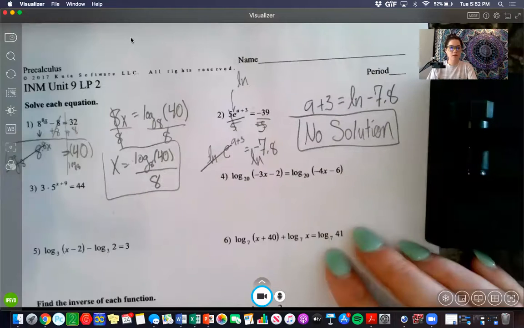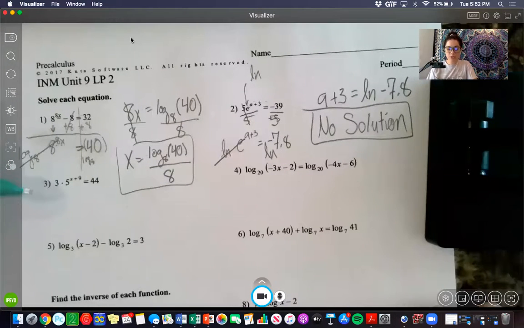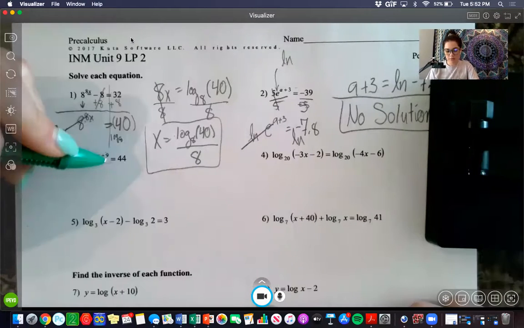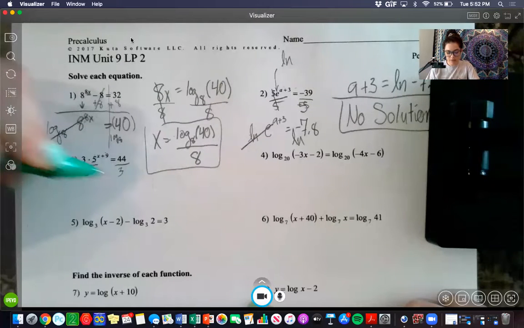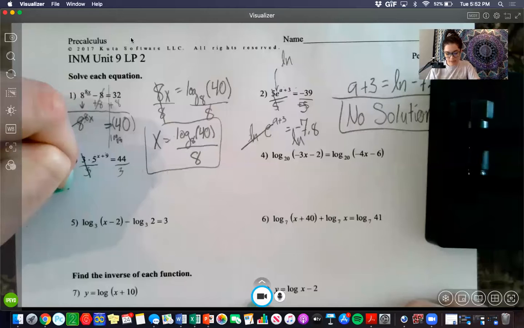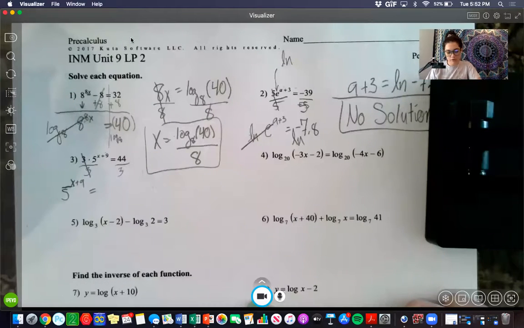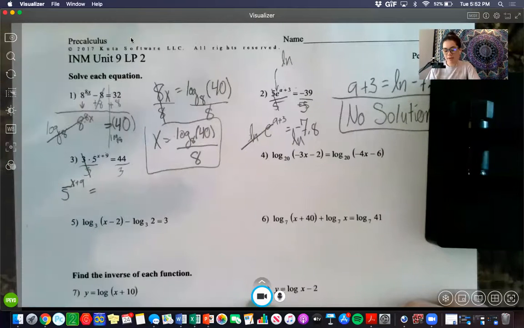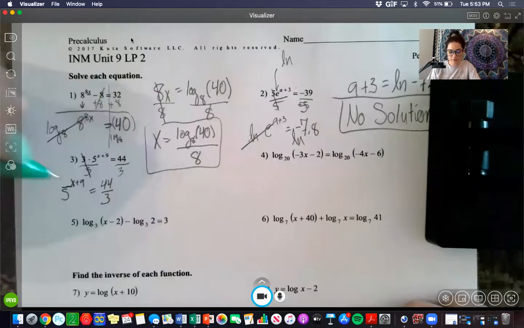Okay, moving on to number 3. 3 times 5 to the x plus 9 equals 44. First thing we're going to do is divide both sides by 3. I got to get this base by itself. Those go away. 5 to the x plus 9 equals 44 over 3. That isn't going to simplify and be a nice number. I'm actually just going to leave it as a fraction because fractions are better anyways.